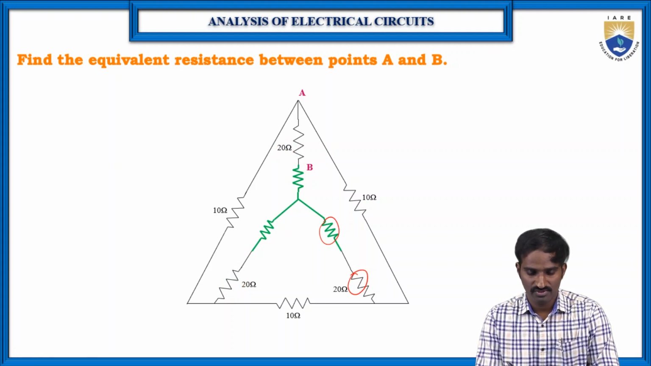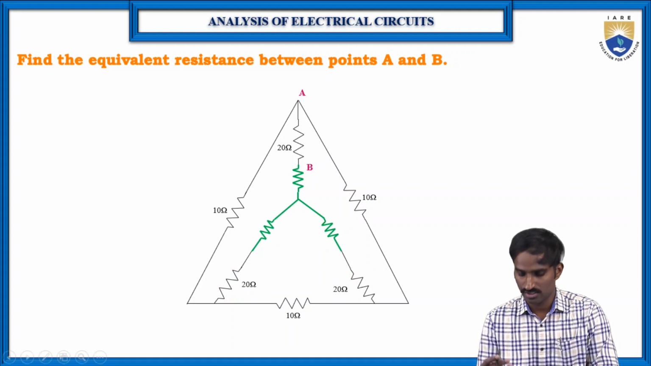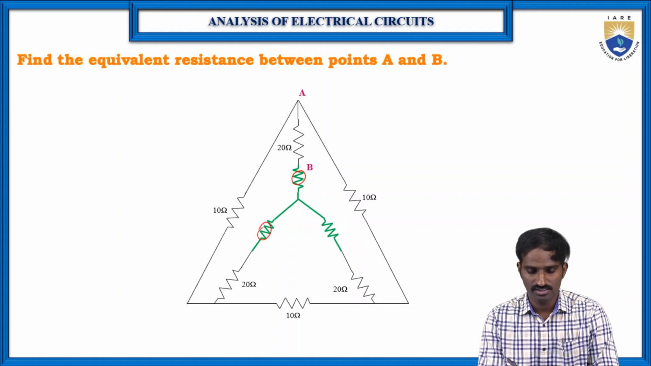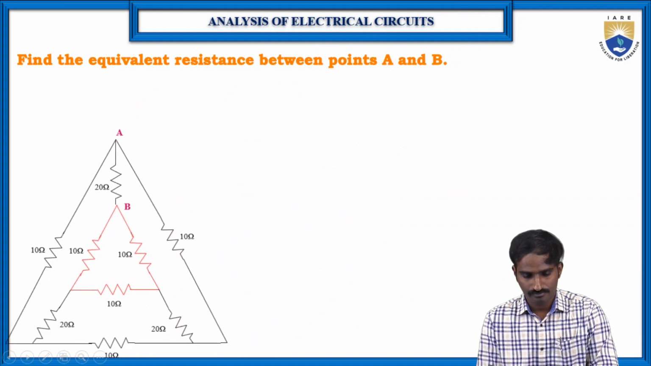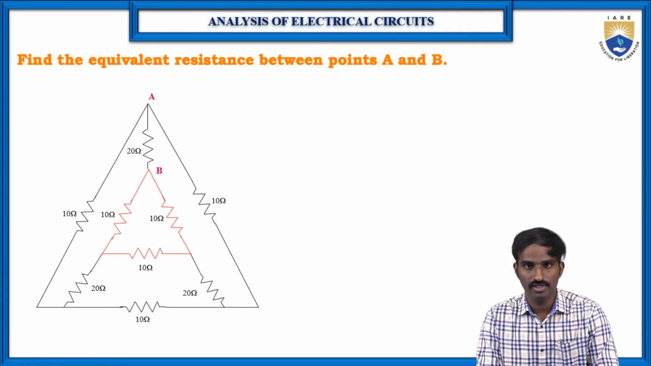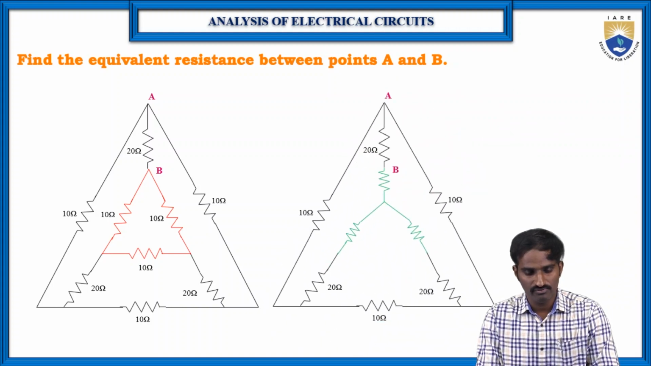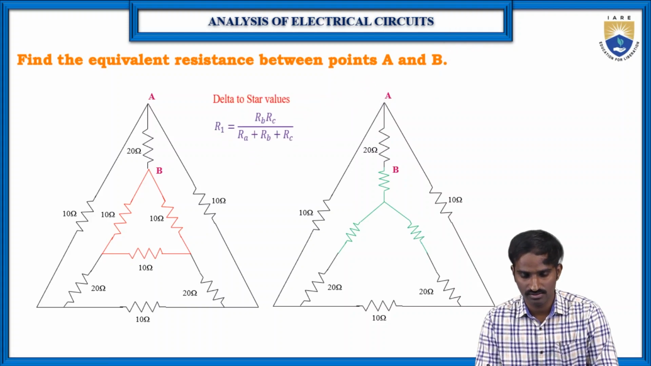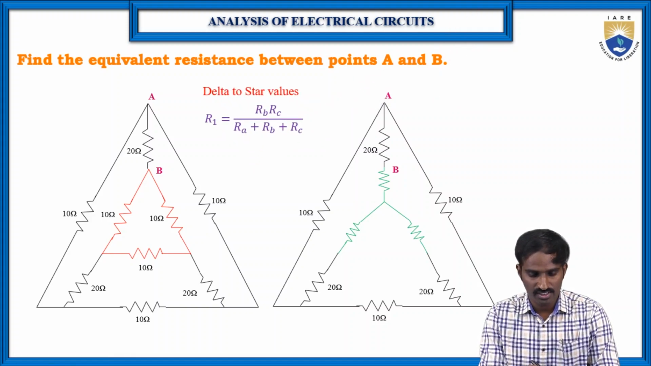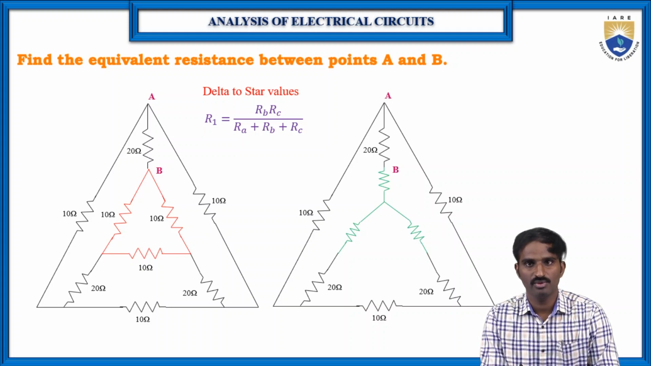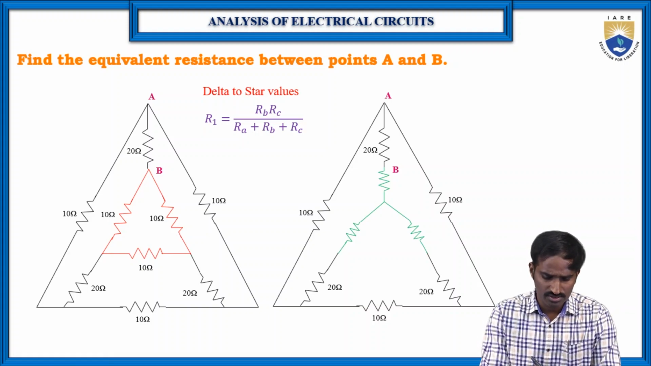Now we are converting the delta to star connection. We need to find the values of this resistor, this resistor and this resistor. Just now we have discussed the equations for this. This is the delta network, and we are going to convert this delta network into the star network. Let us consider RA, RB, RC as the delta resistors and R1, R2, R3 as the star resistors. Then R1 is equal to RB times RC by RA plus RB plus RC. You do not even need to remember which is R1 and which is RA or RB; you just draw it like this.